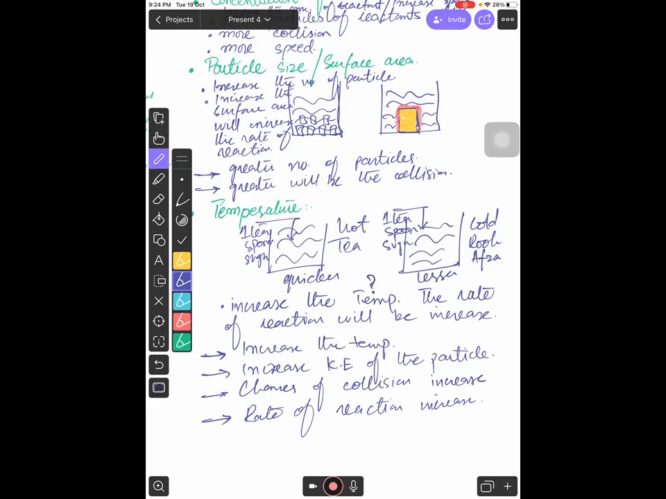Okay, one more time. For example, if I decrease the temperature, what happens? We know that if you decrease the temperature, the kinetic energy of the particles decreases, then the collision chances will decrease, then the rate of reaction will decrease, right? Is that clear? Yes. You need to remember this. It will help you get 2 marks in the exam, okay?